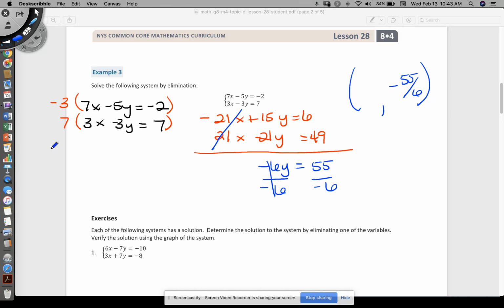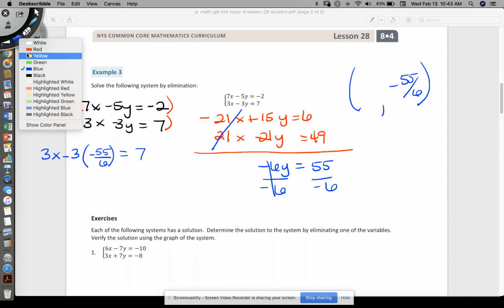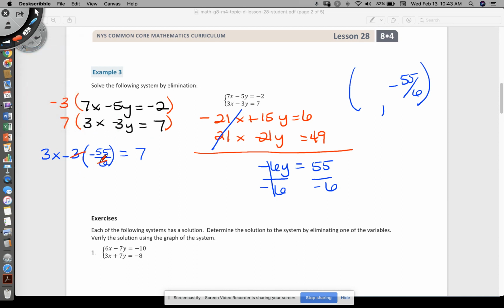Now I need to find my x, so I'm going to plug that back into, I'll pick the bottom one. So we're going to say 3x minus 3 times -55/6 equals 7. All right, now I'm going to go ahead and simplify this part here. 3 can go into 6 2 times, so I wind up with 3x plus 55, and the reason it's a plus is because a negative and a negative become a positive, over 2 now equals 7. I'm going to subtract 55 halves.